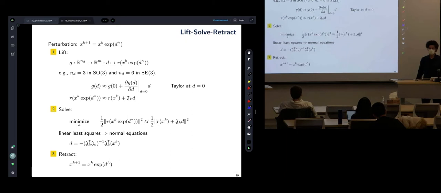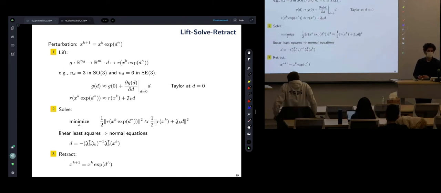So this leads to a general framework of how to solve optimization problems on a manifold or Lie group. This framework is called Lift-solve-retract. Lift, because it's too hard to solve the problem directly on the manifold, so let's lift it to the tangent space, the Lie algebra here. Solve the problem using, let's say, Gauss-Newton or any other optimization method that we know in Euclidean space. Then retract. Retraction is the integration part, when we want to go back to the manifold using an integration rule.